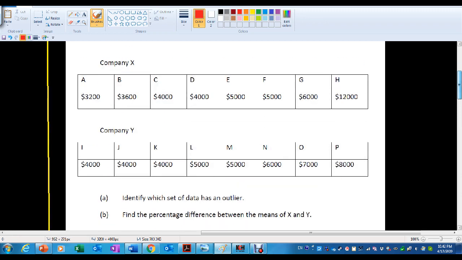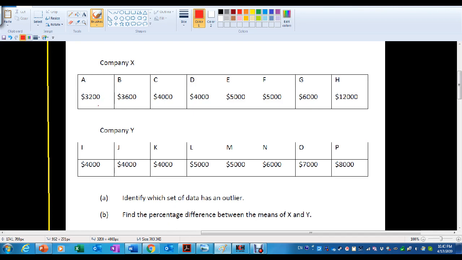For company X, the lowest is 3,200, the highest is 12,000. Alright, so huge difference, right? And company Y, the lowest is 4,000 and the highest 8,000, right? So there are 2 companies. Identify which set of data has an outlier.